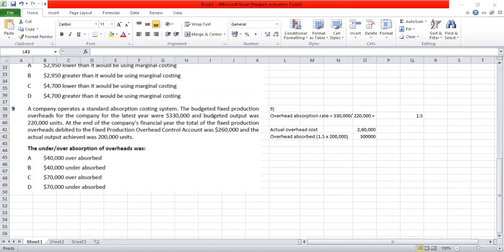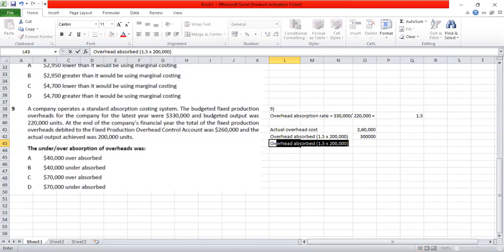The actual amount is only 260,000, but they have accounted as overheads as 300,000. It should have been 260, but they ended up charging more amount. So that is result of over absorption. Over absorption of overhead is they charged more. The actual incurred is only 260. But because they adopted a rate from the past, which is 1.5 per unit, and the current year's production is 200,000 units, 1.5 into 200,000 comes out to be 300,000.